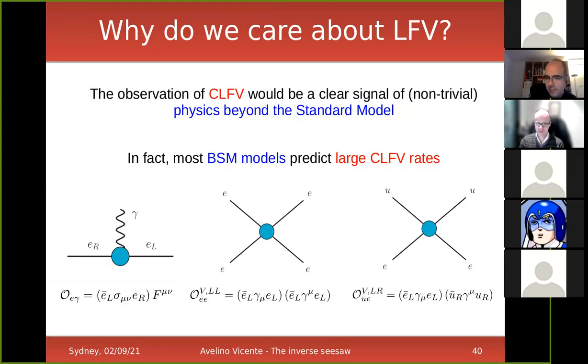So let me just make a few comments before going to the inverse seesaw. You know that the observation of flavor violation with charged leptons, and this is why I have a C here, would be a very clear sign of non-trivial physics beyond the standard model. But in fact, most of the models that go beyond the standard model predict very large, even by default totally forbidden, rates for lepton flavor violation. And this is just because the new ingredients that you have in these BSM models produce these operators. And unless you have some mechanism to suppress them, they are typically very large.